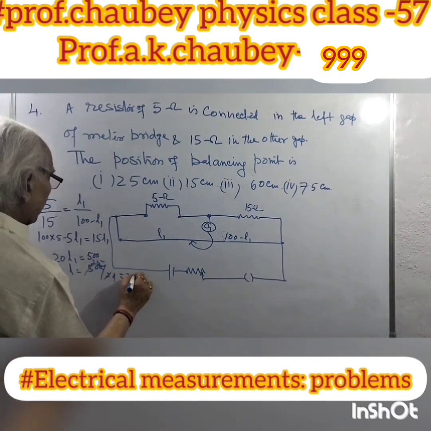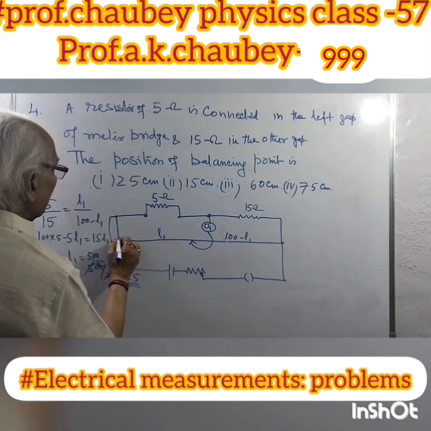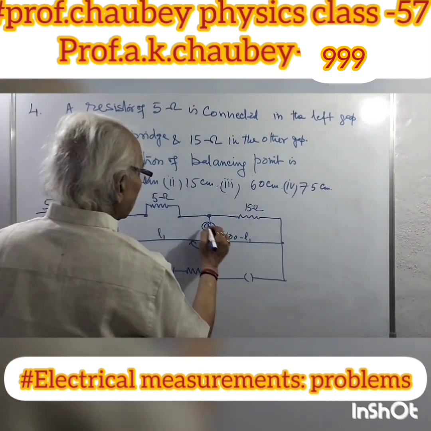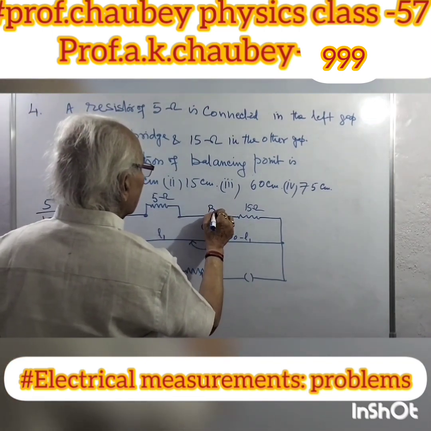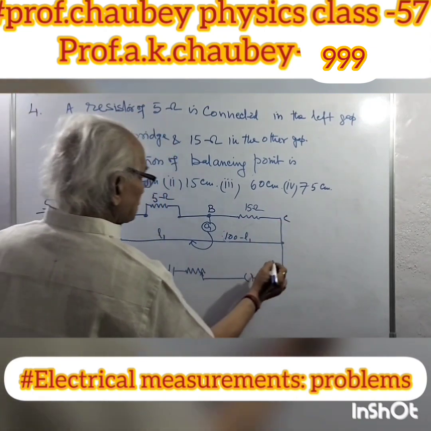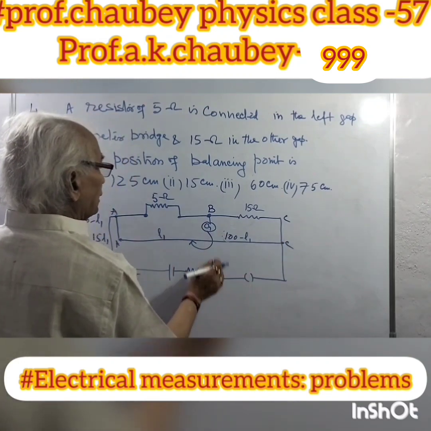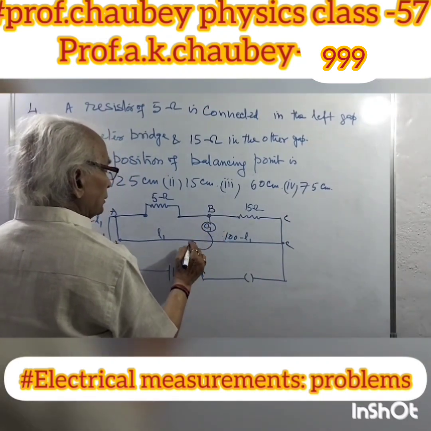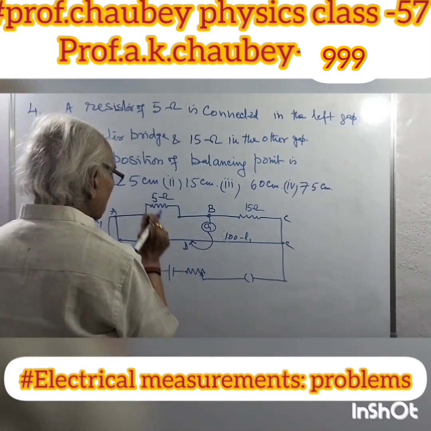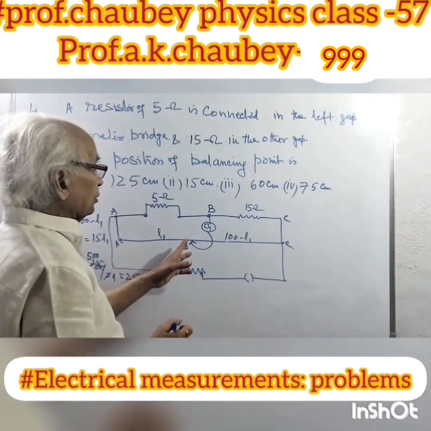The answer is 25. Means the null point, neutral point will be from this. If this is the end A, and this is B, and this is C, and this is D, then A, C is battery connected, and B and D galvanometer connected. So the null point from here is simply equal to 25. So at 25 centimeters we will get the neutral point.